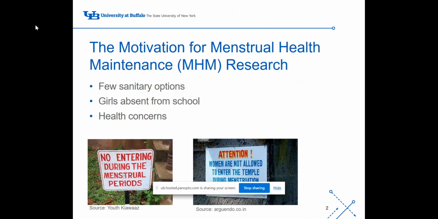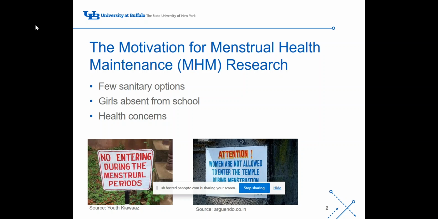A lack of menstrual health maintenance, otherwise known as MHM, supplies in low-resource countries has a profound effect on the lives of girls. In low-resource communities, there are few sanitary options available. As a result, girls are forced to miss school. 28% of the students in India do not go to school during their period due to lack of facilities and sanitary materials.